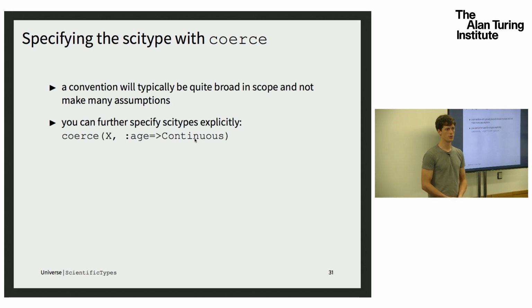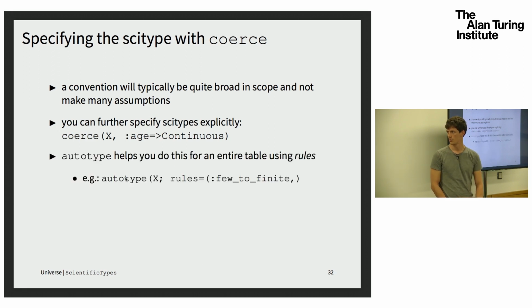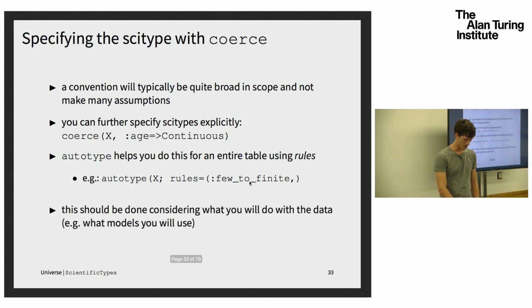Of course, this could be cumbersome if you have lots of columns. So there is autotype, which does the same thing, but you can specify rules on how to do this. For instance, this is one of the default rules that you can use. The few-to-finite rule would take any column that has relatively few values and map them to multi-class or ordered factor. That's the idea behind the scientific type. You load the data, and once it's loaded, you have this interpretation layer: how should it be considered by whatever comes after?